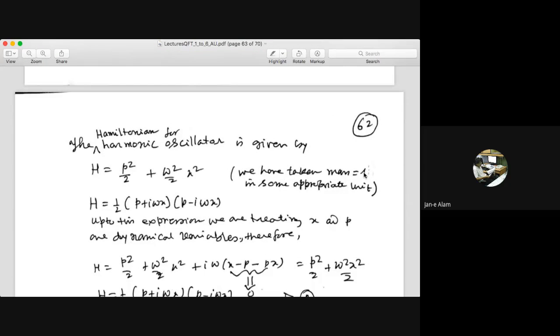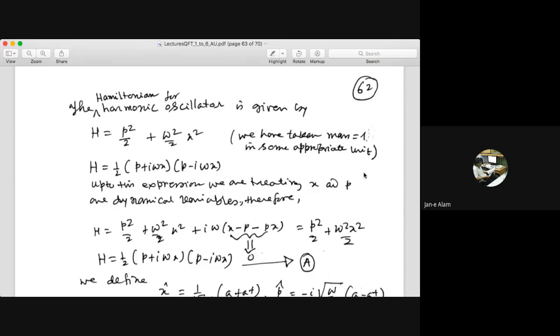That is the purpose for which I am discussing the harmonic oscillator, and I have already told you that infinity comes in the harmonic oscillator, and the reason for that. Now, can we get rid of that infinity? Let us see that. So here I have written down the Hamiltonian for the harmonic oscillator. It is H equal to p squared by 2m, but I have taken m equal to 1 just for simplicity, plus omega squared by 2 x squared. This is the harmonic oscillator potential.